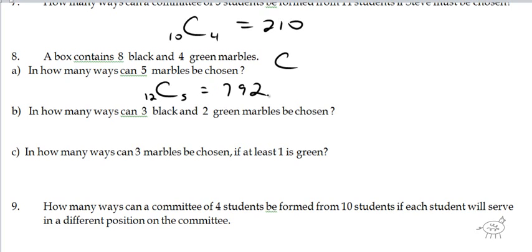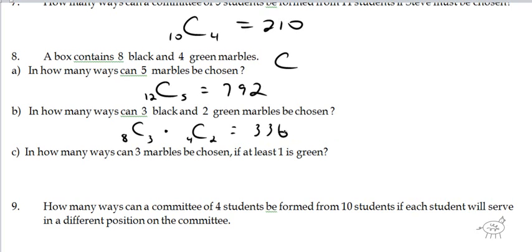B, how many ways can 3 black and 2 green marbles be chosen? Well, now I've got 8 black marbles, and I'm picking 3, and so it's multiplication, I've got 4 green marbles, and I'm picking 2. Okay, so I get 336.